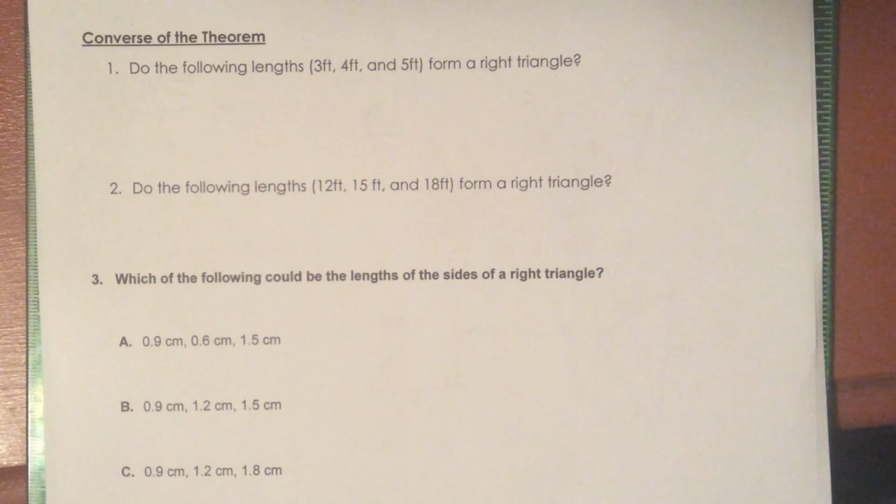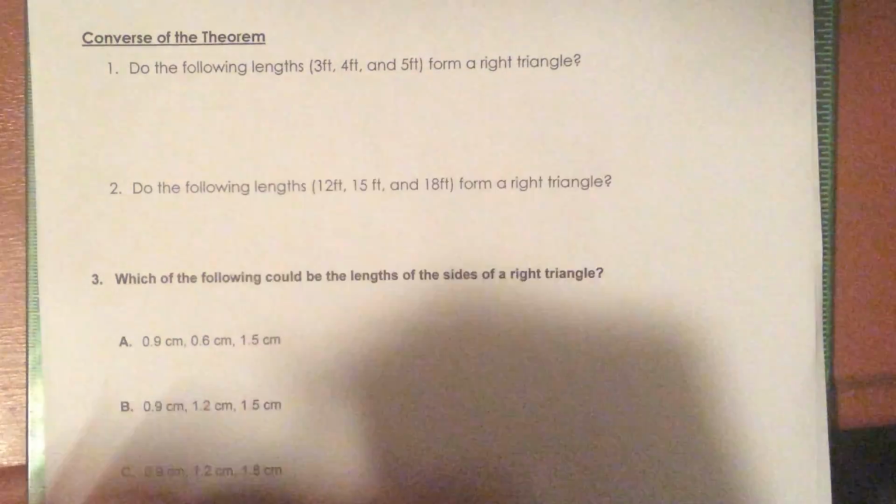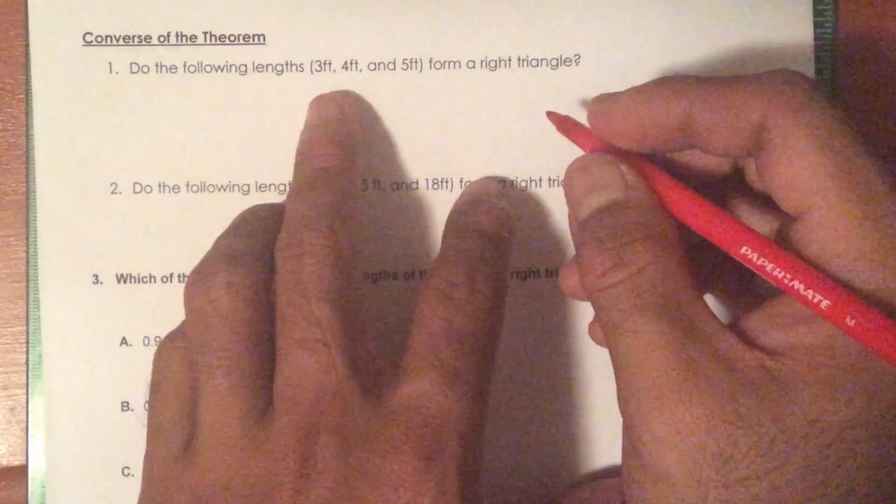But before I can do that, I need to identify which one's A, which one's B, and which one's C. So just like before, I'm going to start off by identifying my letter C. Now, the letter C is the measurement that represents the hypotenuse. And we know that the hypotenuse is the largest side. So looking at these three measurements, I need to identify which one's the largest.